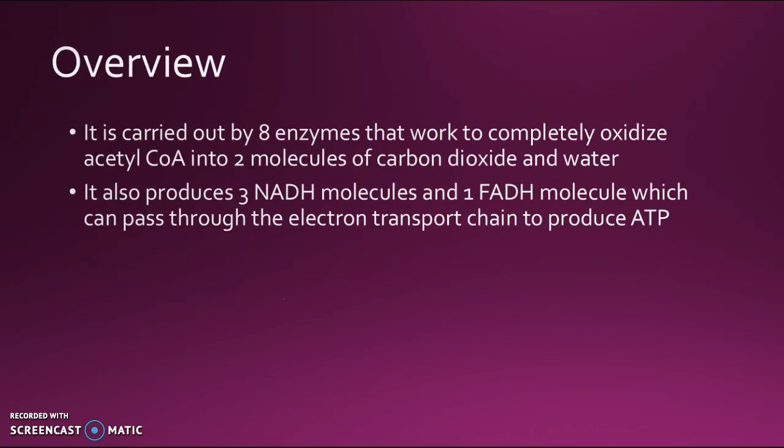Basic overview: it's carried out by 8 different enzymes that work to completely oxidize acetyl-CoA into 2 molecules of carbon dioxide and water. It also produces 3 NADH and 1 FADH2, and those molecules can pass their electrons into the electron transport chain, which is how the cell can produce ATP to use as energy. That's really the most important part of the Krebs cycle, that it produces those molecules who can donate their electrons to produce energy.